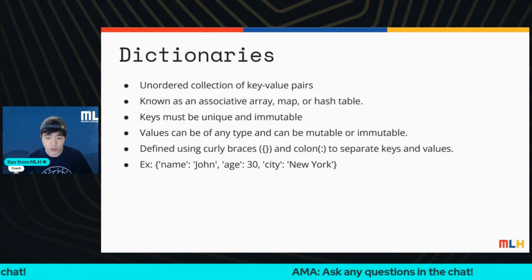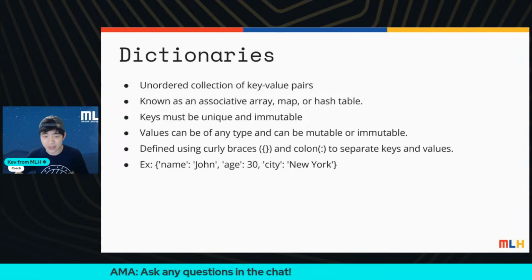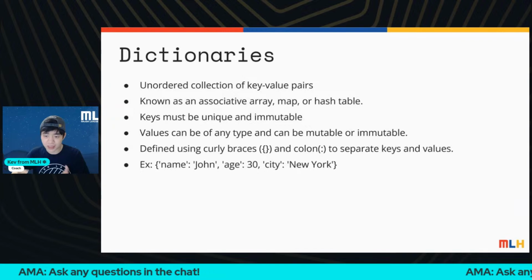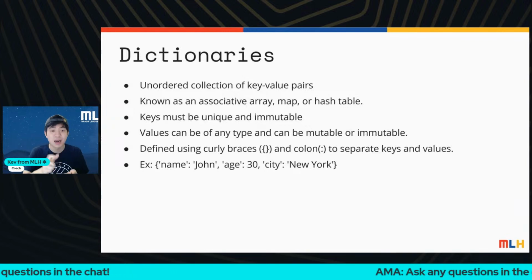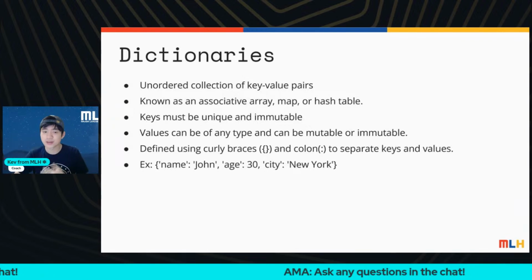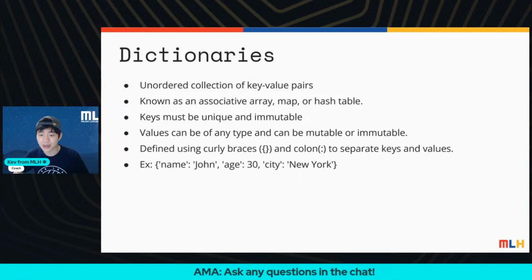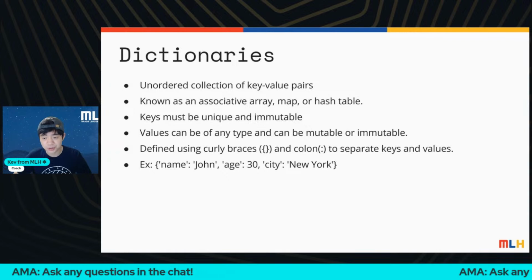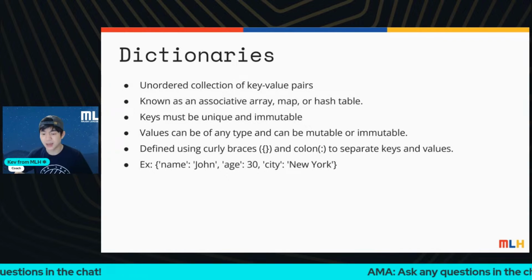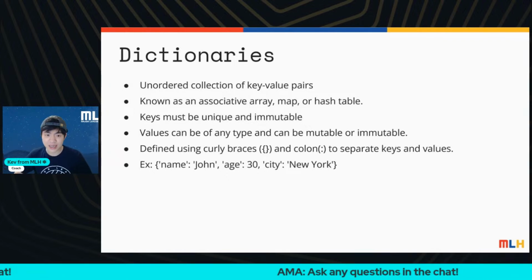It's an unordered collection of key value pairs. The keyword here is key value pairs, which means you provide the dictionary a key and it gives you a value. It's like if I open an actual dictionary, I look for the word and it gives me the definition, and so on. It's also known as maps and hash tables, or hash maps. But keys must be unique and immutable, which means they must be unique and can't be changed.